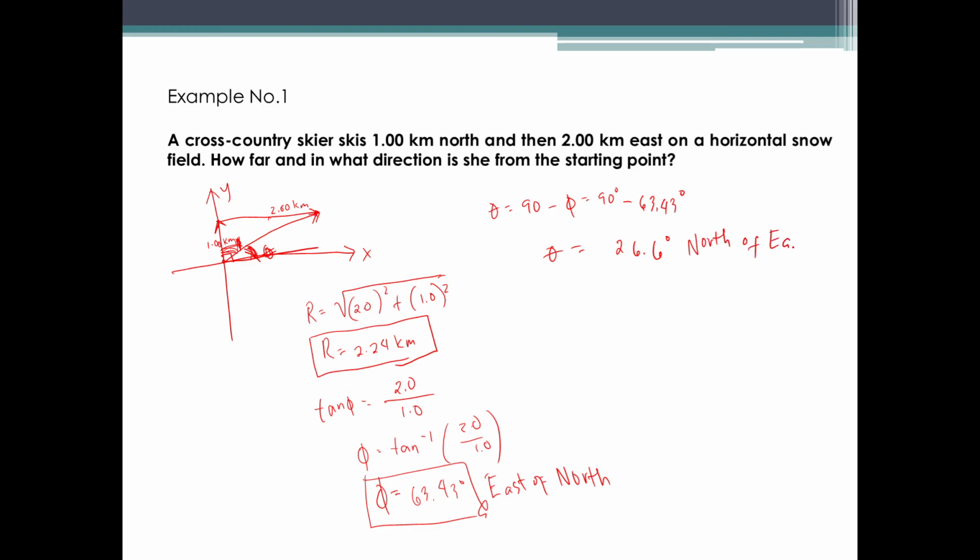So either of the two directions. If your answer is 63.43, as long as you put east of north, it is checked. Or if your answer is 26.6, as long as you put north of east, that is also checked. So either of the two. Okay.